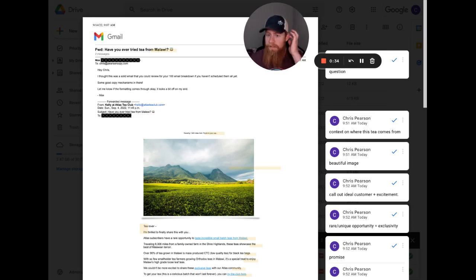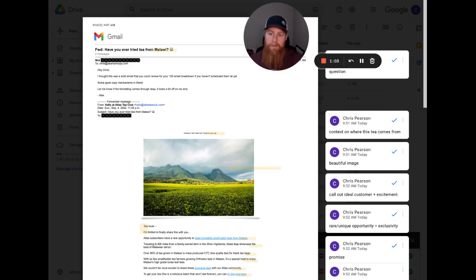But basically what Atlas Tea Club does is it goes around and finds exclusive small batch teas and sends it to you wherever you're at in the world as a part of your membership with the tea club. I think this email does really great on talking through the context of where this tea comes from, and it plays on the rare, unique opportunity, which causes exclusivity in the brain of like, this is a rare chance, this is exclusive to only people that are in the club, etc.